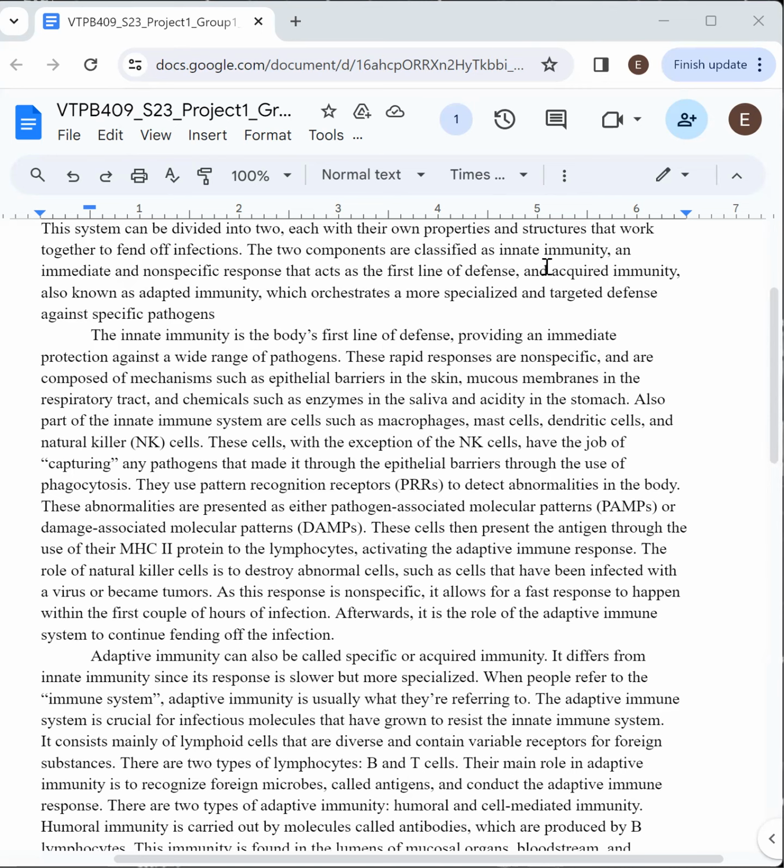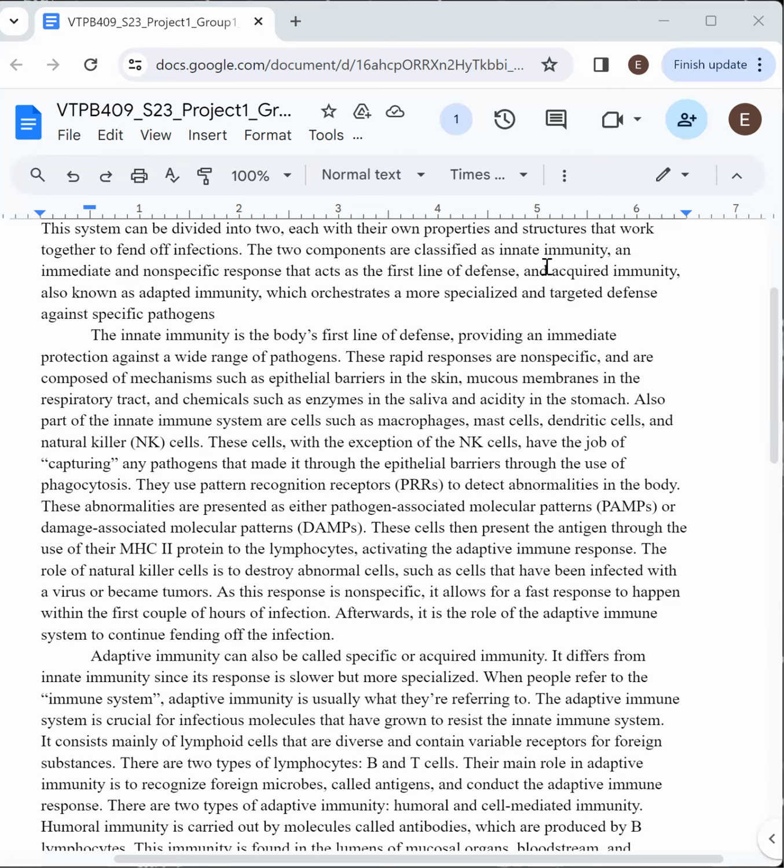Also part of the innate immune system are cells such as macrophages, mast cells, dendritic cells, and natural killer cells. These cells, with the exception of the natural killer cells, have the job of capturing any pathogens that have made it through the epithelial barriers through the use of phagocytosis. They use pattern recognition receptors to detect abnormalities in the body. These abnormalities are presented as either pathogen-associated molecular patterns or damage-associated molecular patterns.